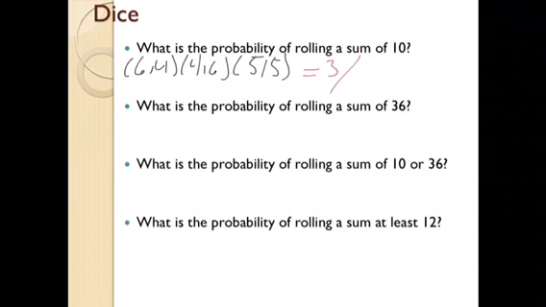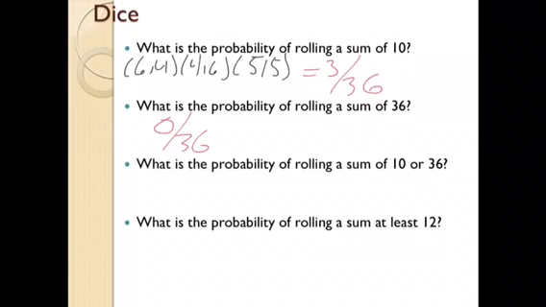Our whole sample space has 36 outcomes, so our denominator is going to be 36. For the next question, what's the probability of rolling a sum of 36? In this case, that's impossible. The largest sum we can get is 12. So there are no ways for that to happen, which means this is the impossible event, or we have a 0% chance of that happening.